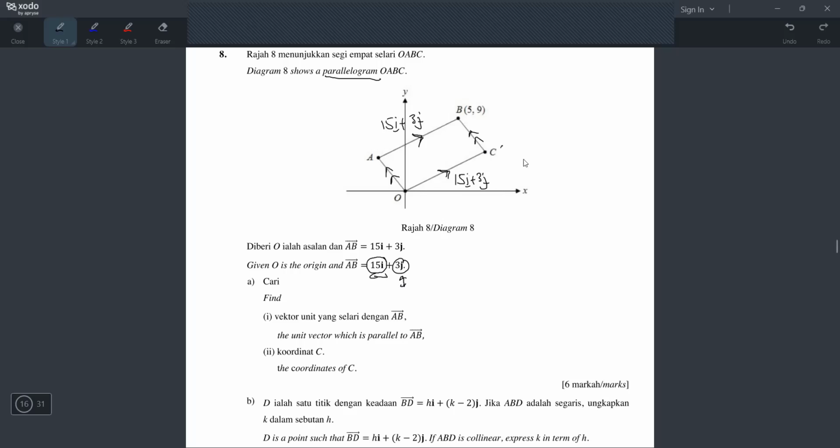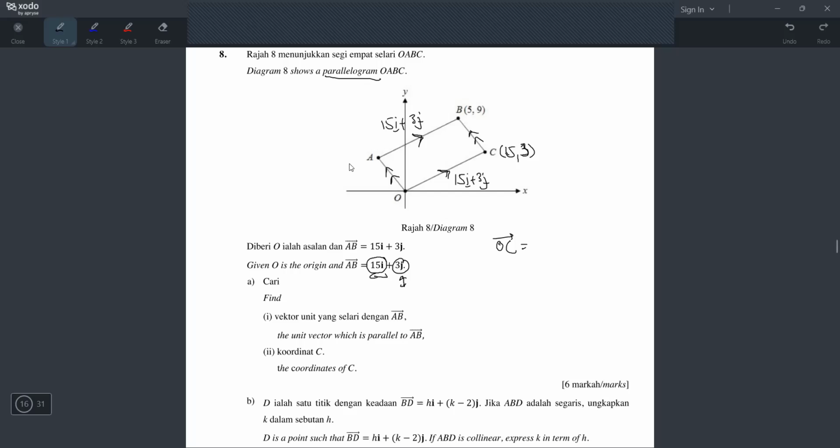Right? So can I find point C? Actually, I can, because from O to C, if I want to find vector OC, it means I'll take the C coordinate minus the O coordinate. But if my O coordinate is 0, 0, then this will automatically be 15, 3, right? Because 15 minus 0 is 15i, 3 minus 0 is 3j. Okay, that's what it means.